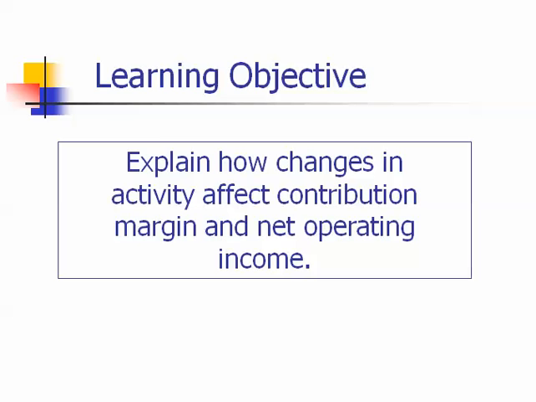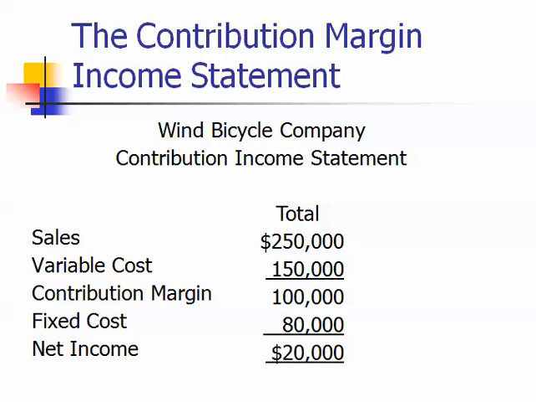Let's take a look at how changes in activity levels affect our contribution margin and our net operating income. The contribution margin income statement classifies costs by behavior, that is, fixed or variable, rather than by function, which is how costs are classified in our traditional GAAP-based or external financial reporting income statement.